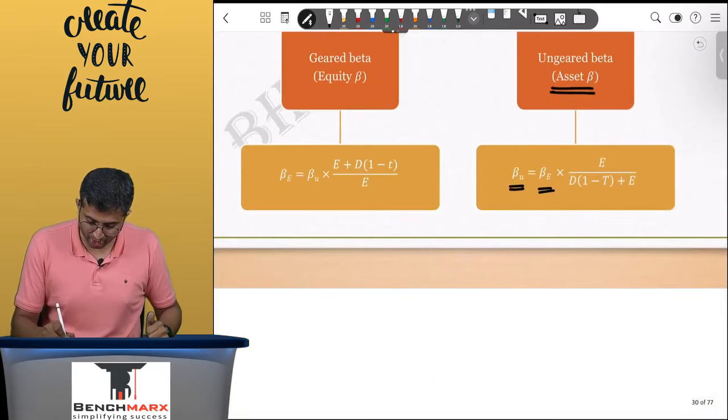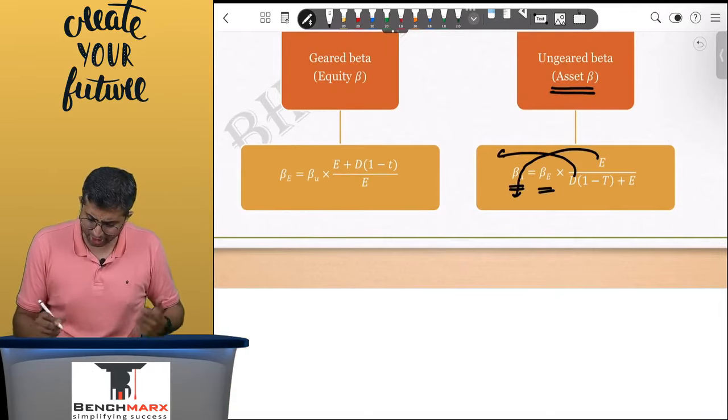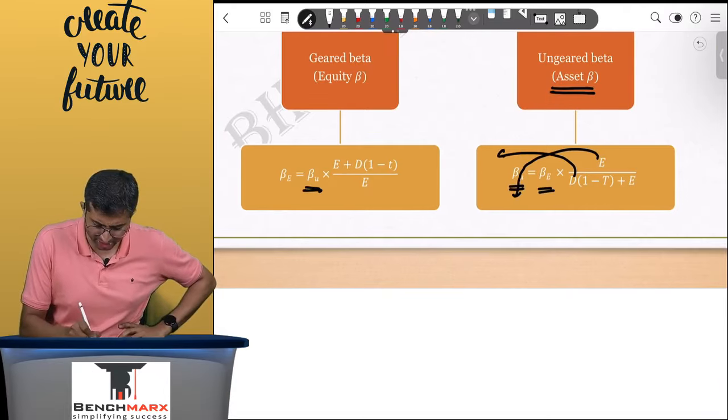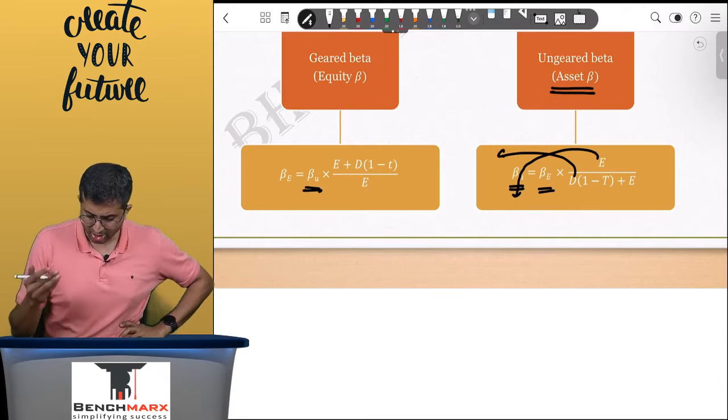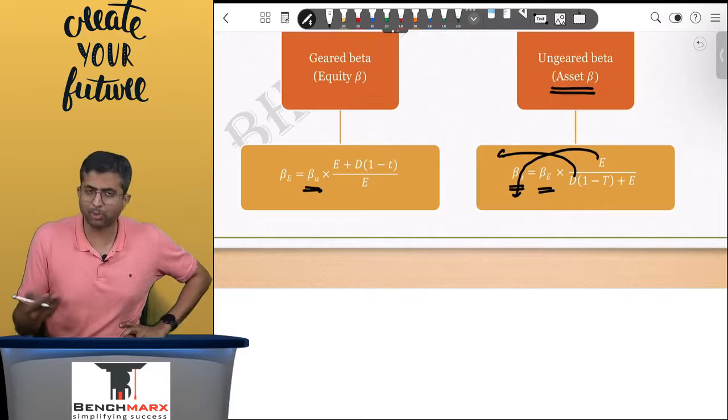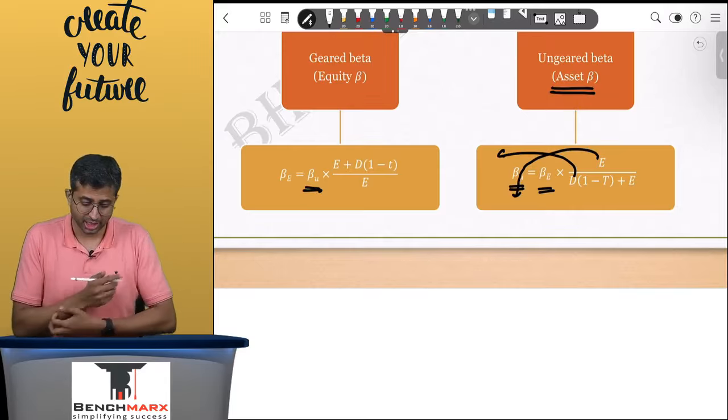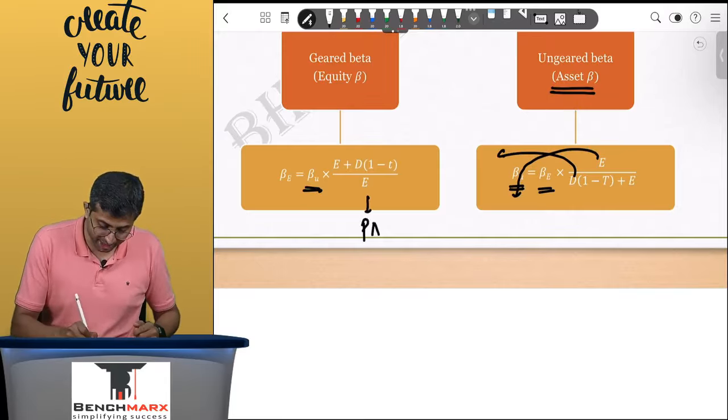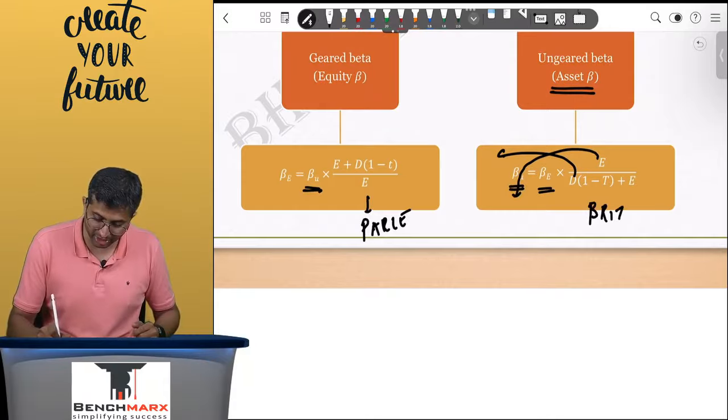So what you have done over here is you have taken equity on the other side and this on the other side. So you would see beta unlevered into equity plus D into 1 minus T upon equity. So you have just rearranged this. But over here you will take Parle's debt to equity ratio. Earlier, you had taken Britannia's debt to equity ratio.